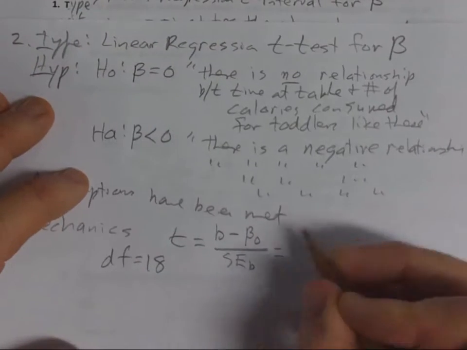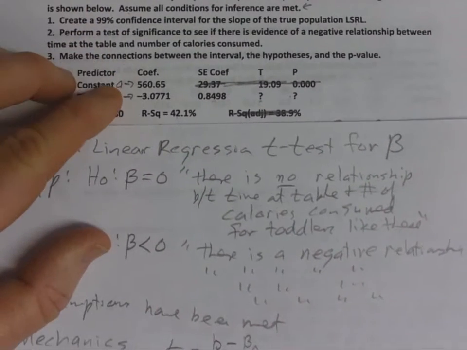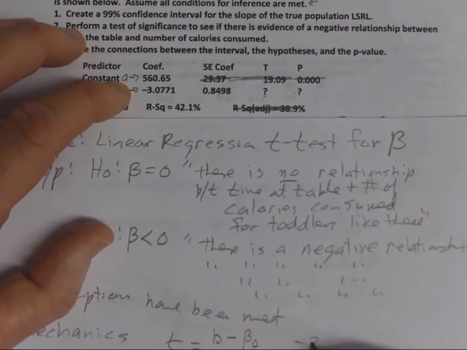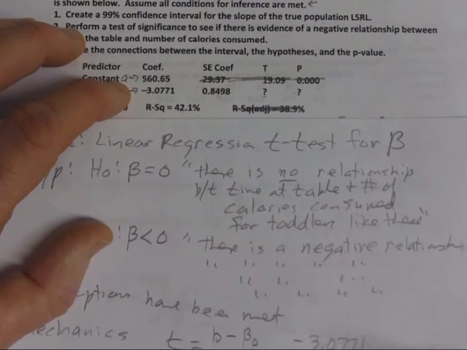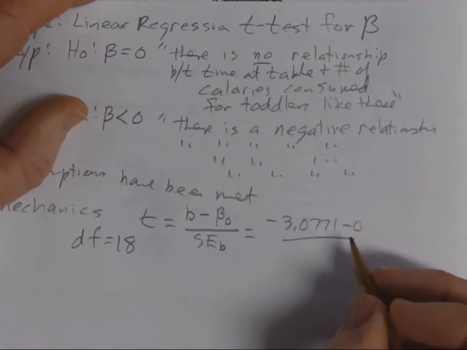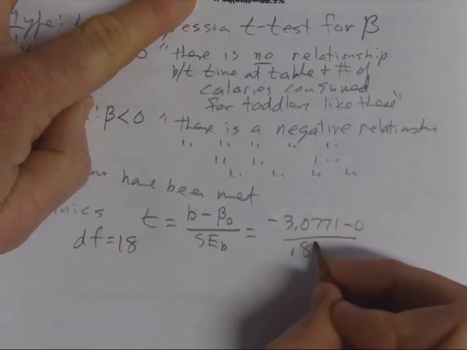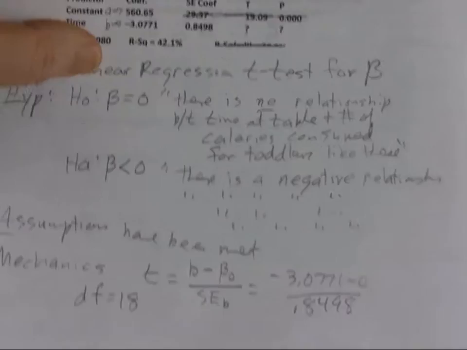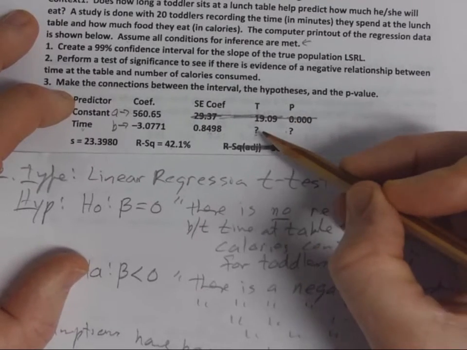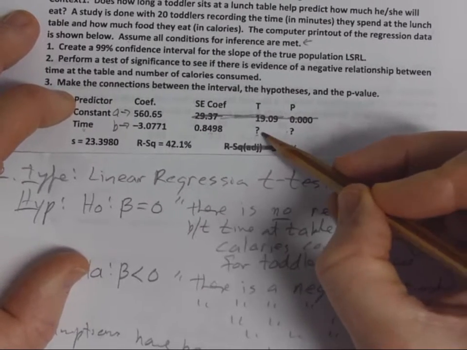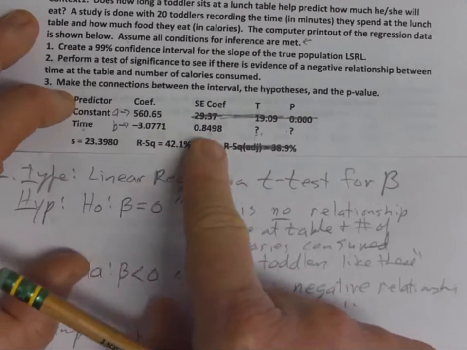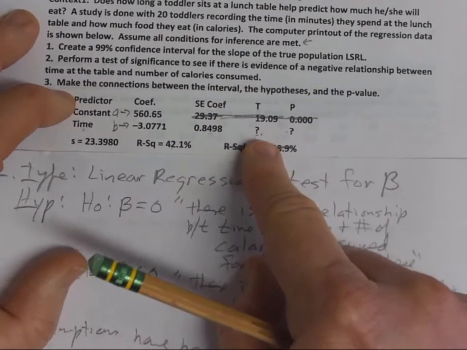And so looking up here, our b is once again negative 3.0771. And this is just 0, all right? And then the standard error of the slope is 0.84498. So in other words, that's what this is. In this table, that t, that is our test statistic. It is always going to be equal to that divided by that. So that is how you find that question mark there.